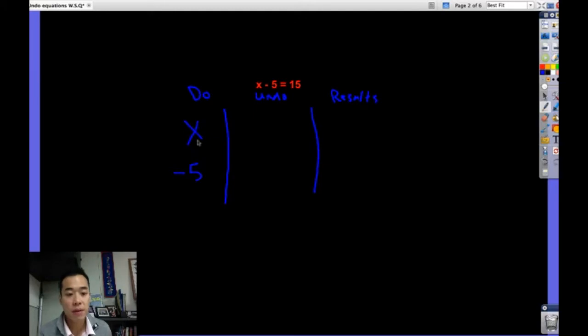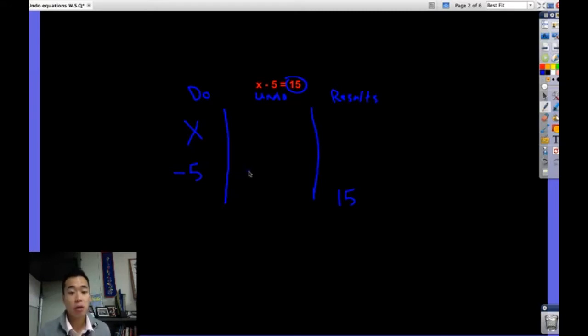Again, here's my number. I'm going to subtract 5, and my final result. How do I know it's the result? It's always going to be the number on the other side of the equal sign that's standing by itself. So my result is going to be 15. Before I even do anything, I'm going to go into the undo column and basically unwrap the equation, or do the inverse operation, or the opposite.